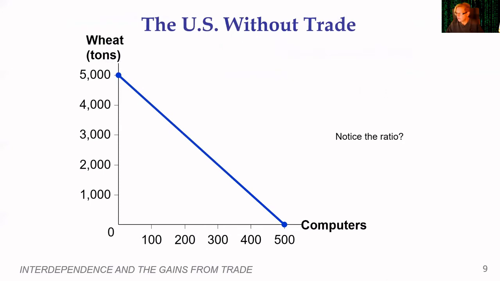Okay, so looking at this, we could also say, here's our y-axis, 5,000. Half of 5,000 is 2,500. So I'm going to go ahead and put 2,500 here. And half of 500 is 250. And those two are going to meet right about here on the production possibilities frontier. Again, notice the ratio. It's a 1-to-10 ratio, computers to wheat.